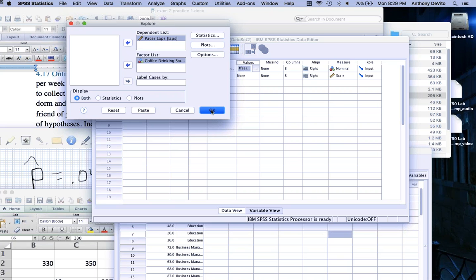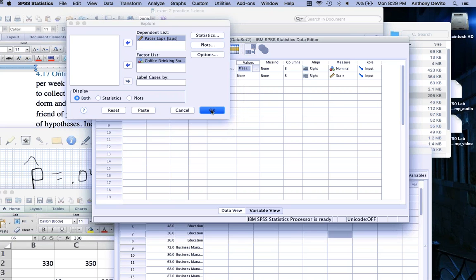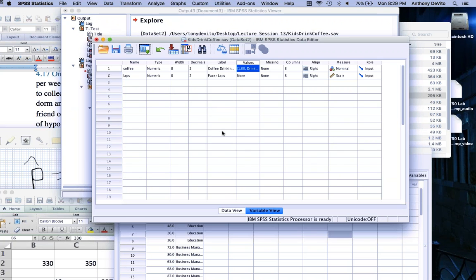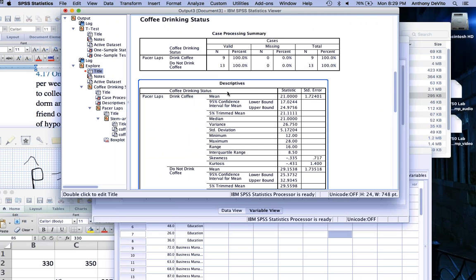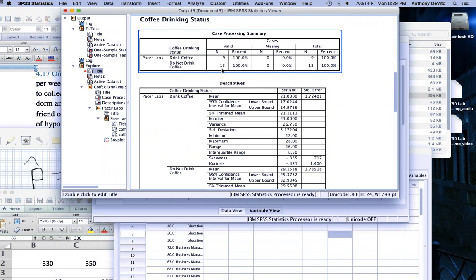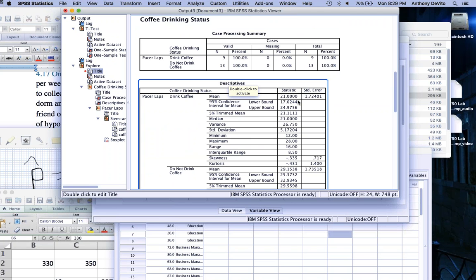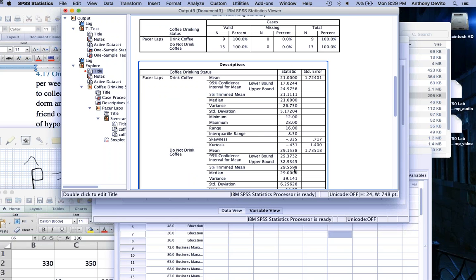And it should be working on it any second now. Here we go. Okay, let's see what it calculated. So it calculated that there are 9 kids that drink coffee, 13 kids that don't drink coffee. And the mean for the number of laps for kids that drink coffee is 21. The mean for kids that don't drink coffee is 29. So it looks like it's different. But now we have to decide whether it's different enough for us to reject the null hypothesis.